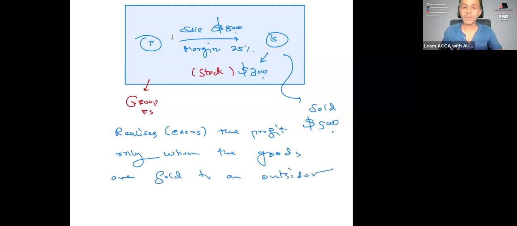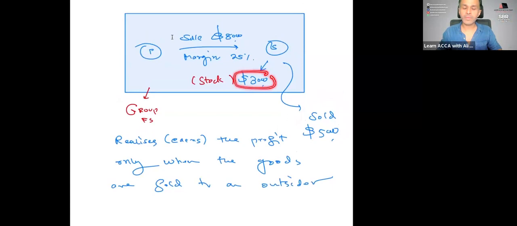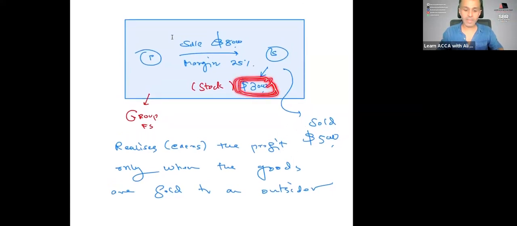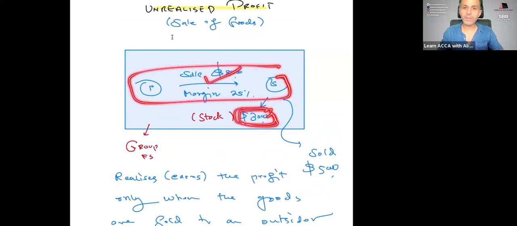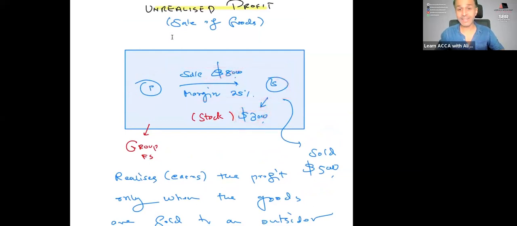Outsider. It means this much worth of goods has been shifted to an outsider and the group has made the profit out of it. But what stays with it? The profit that they have exchanged has not been realized yet, or you can say it is stuck in this much worth of goods. The profit they exchanged in between while selling to each other, because these goods have not yet been transferred to an outsider, has not yet been realized.